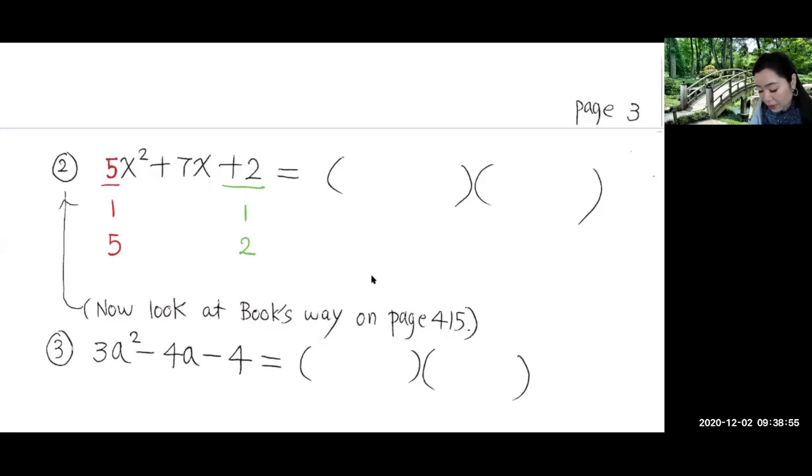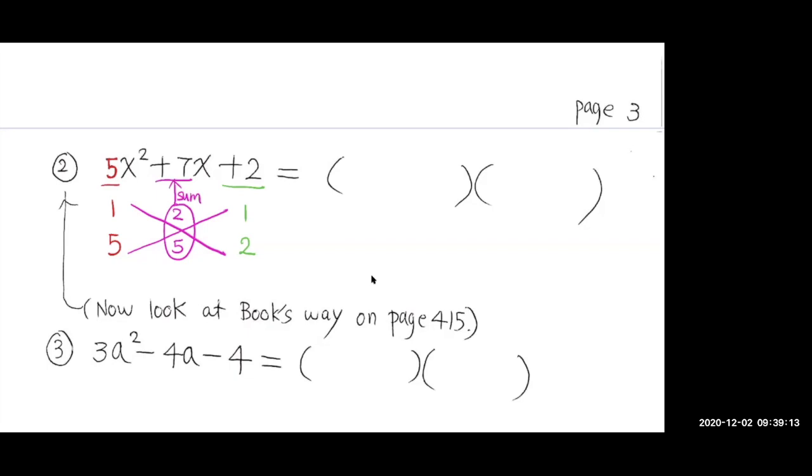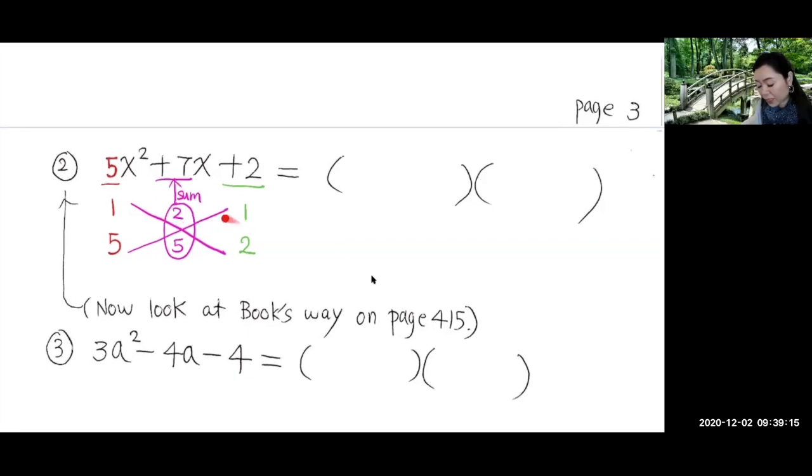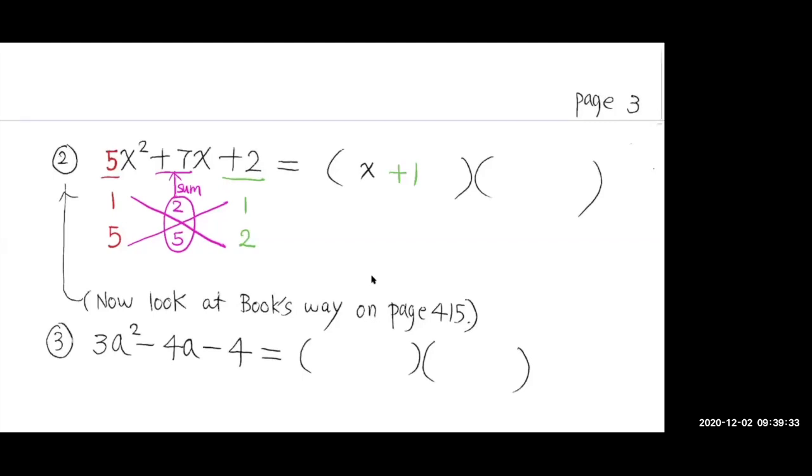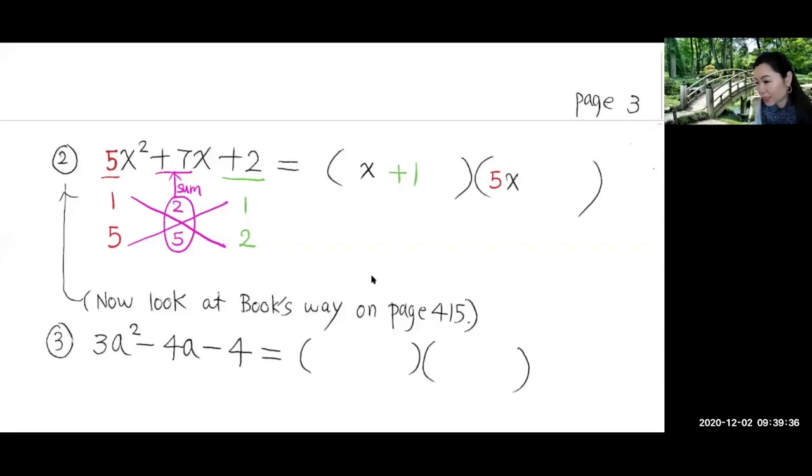Of the middle, 1 times 2 is 2. 1 times 5 is 5. Do they sum up to this positive 7? Yeah, it worked. Now we can read the factoring over here. So this is 1x plus 1, so this will be x plus 1. And then the next one here, what is it, everyone? It is 5x. Remember, you read this horizontally. 5x plus 2.